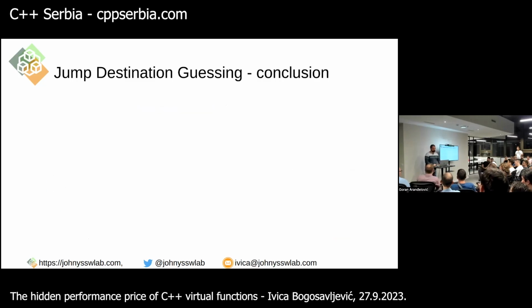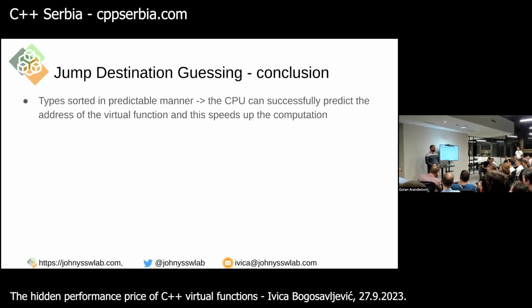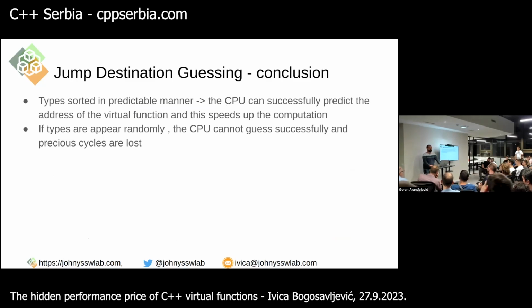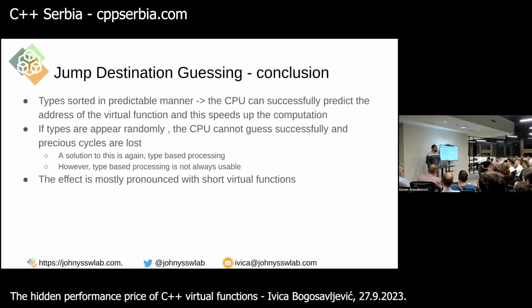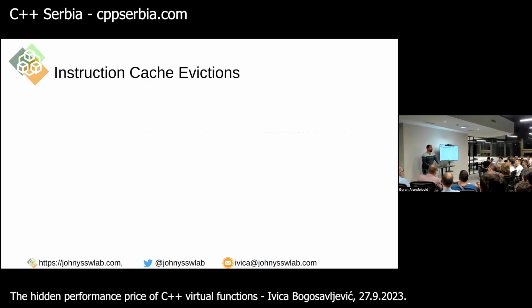Okay, moving on. If you have sorted everything in a predictable manner, then it will work fine. If not, you will mispredict strongly. And this problem mostly applies to small virtual functions, not large ones, because with large virtual functions the price of the call is small; the length of the function is where most of the time is spent, not the call itself. Again, the solution is type-based processing, so you have a per-type vector. Next, I call instruction cache evictions.